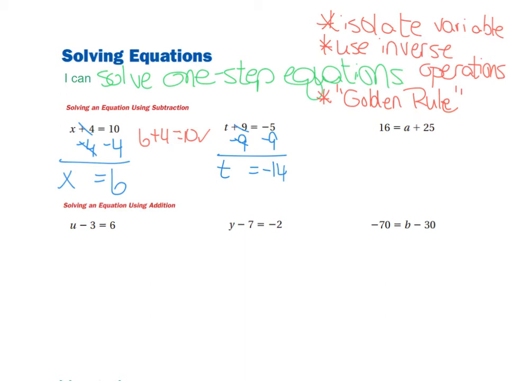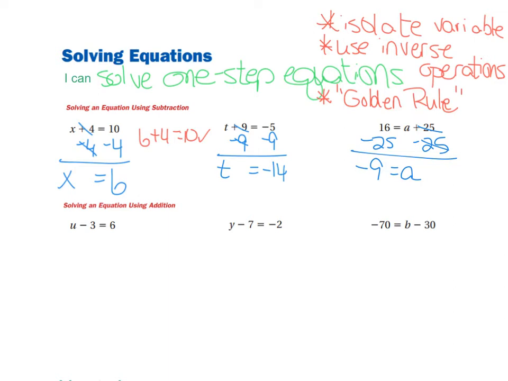All right, last one of these. 16 equals a plus 25. A lot of people don't like them when they're written this way, but don't let it confuse you. We're trying to isolate a. I have plus 25. What's the inverse operation to addition? Subtraction. Whatever I do to one side, I have to do to the other. So 16 minus 25. If I have a 16 and a negative 25, when I put those together, I get a negative 9. Don't lose your equal sign. Bring down your a. The 25 minus 25 is gone.